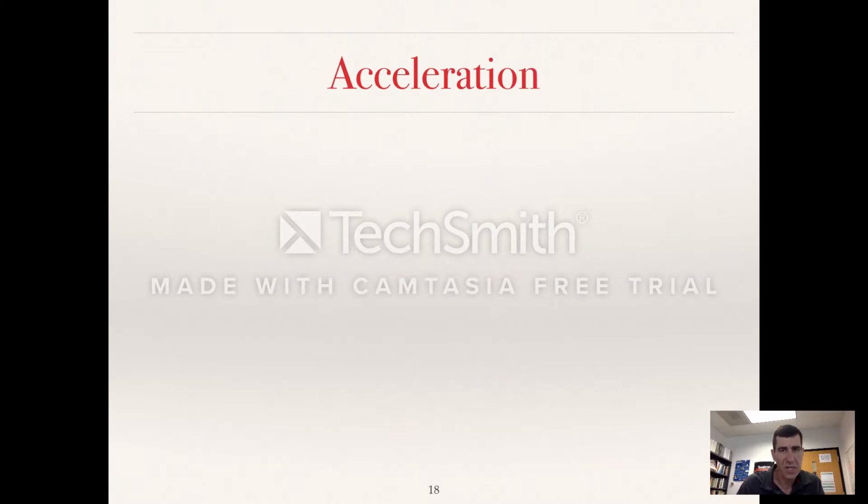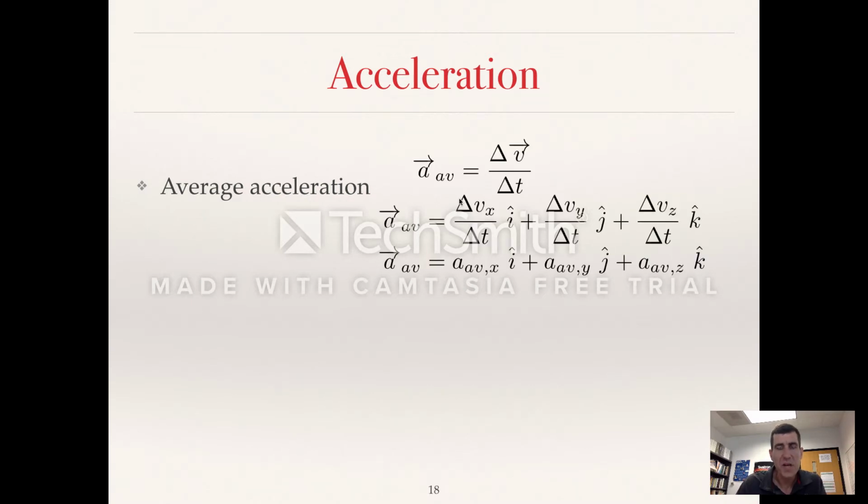Acceleration works exactly the same way, except once again we're going to do all the different components. For average acceleration, we take the change in velocity over time, so delta v over delta t. Again, we can do that component by component. We find the change in the x component of the velocity over the time, the change in the y component of the velocity over time, and the change in the z component of the velocity over time. Or we can write this in terms of the x, y, and z components of the average acceleration.